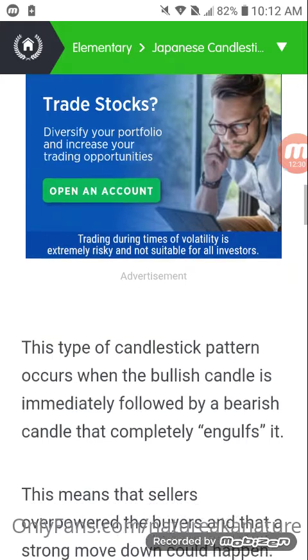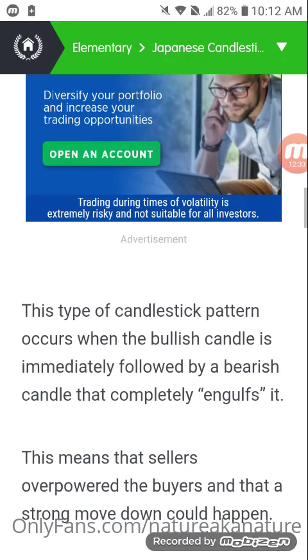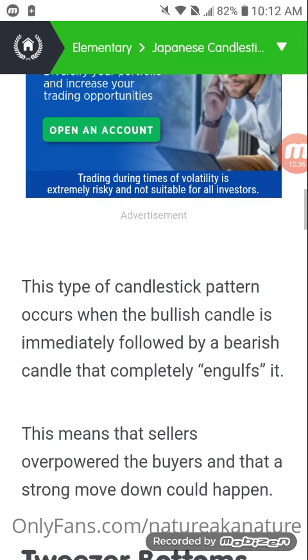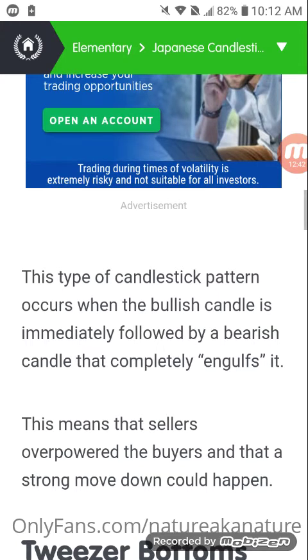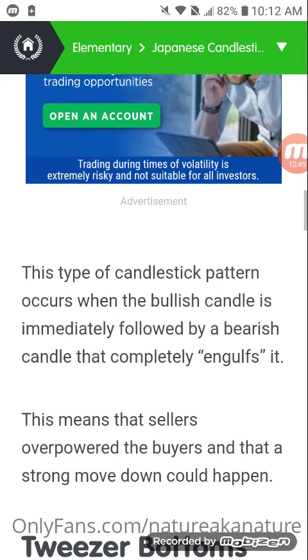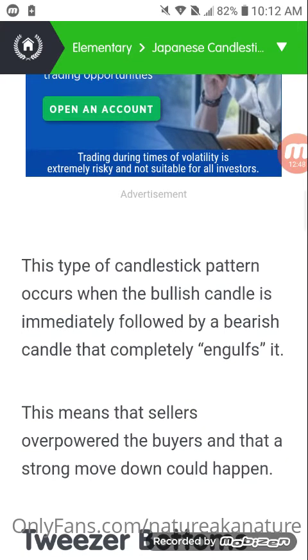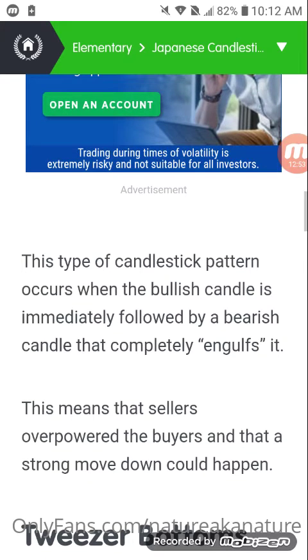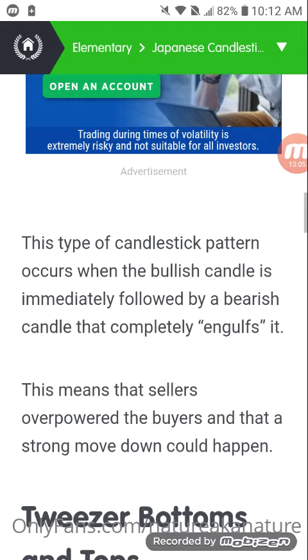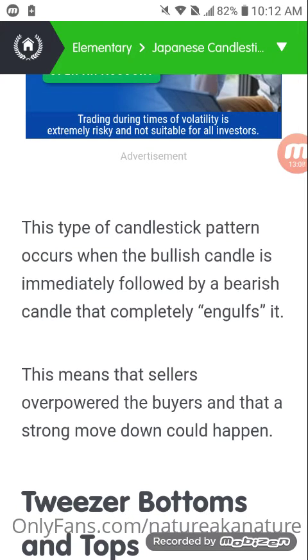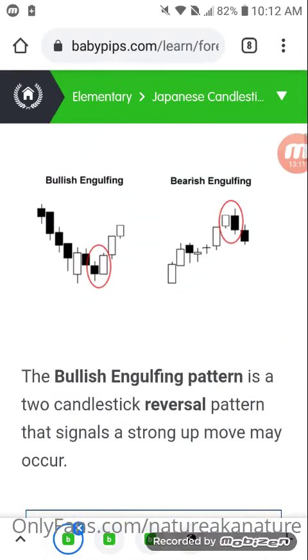This type of candlestick pattern occurs when the bullish candle is immediately followed by a bearish candle that completely engulfs it. The bullish candlestick is seen first, which lets you know that it's an uptrend. This is found at the end of an uptrend or a period of consolidation. It will first be a bullish candlestick, then immediately followed by a bearish candlestick that completes the engulfing. This means that sellers overpower the buyers and that a strong move down could happen.